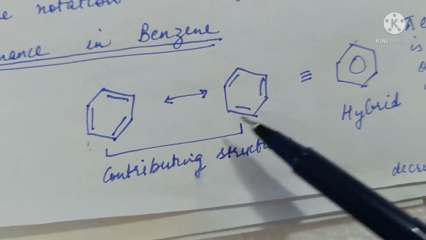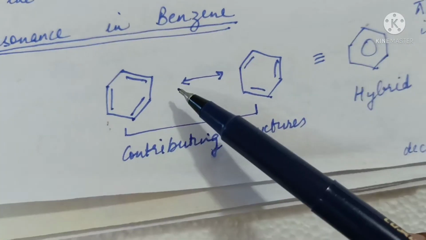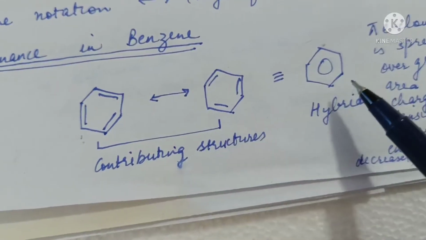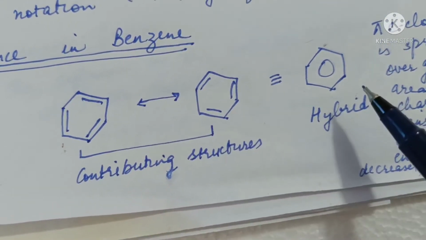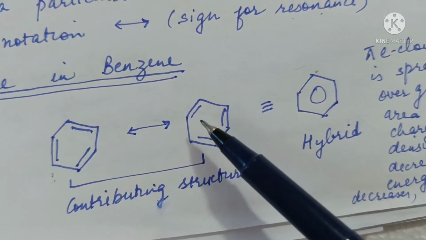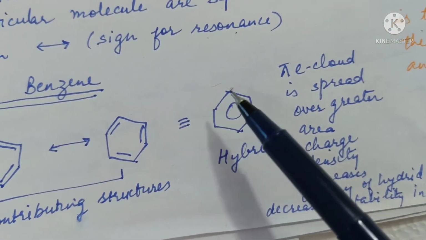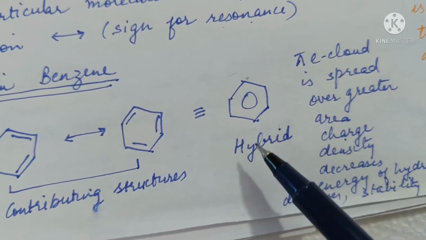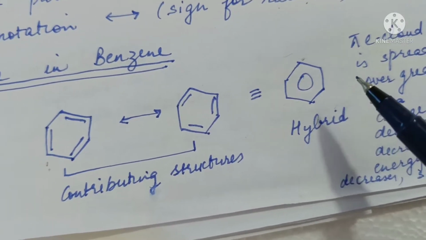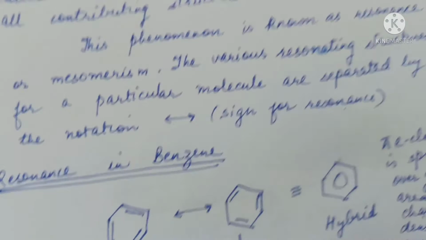This resonance hybrid has the characteristics of all the contributing structures. This phenomenon is known as resonance or mesomerism, and the various resonating structures are represented by a double-headed arrow. These are resonating structures of benzene, and this is the resonance hybrid for benzene. As the pi electron cloud is distributed over a greater area, the charge density decreases, the energy of the hybrid decreases, and stability increases. So the resonance hybrid is more stable than any of the resonating structures.